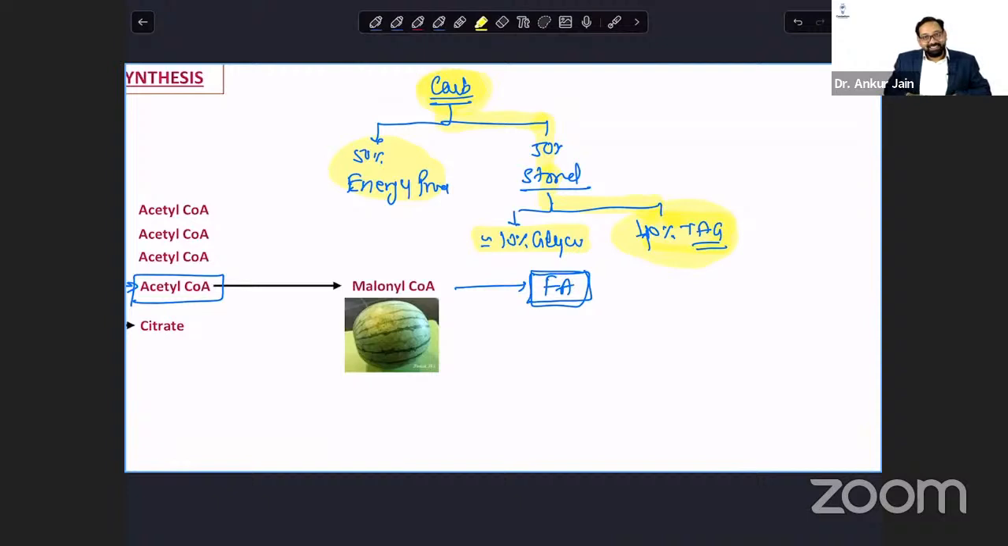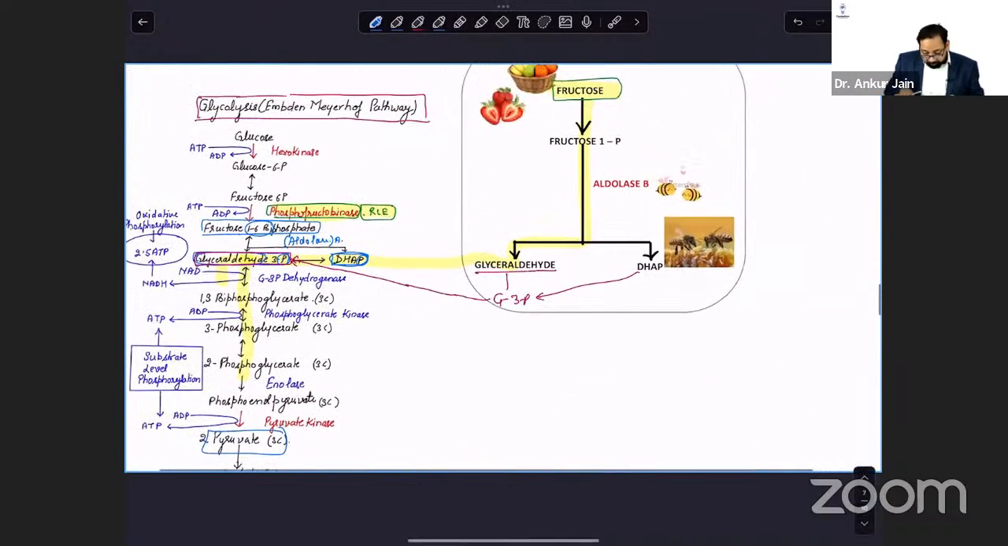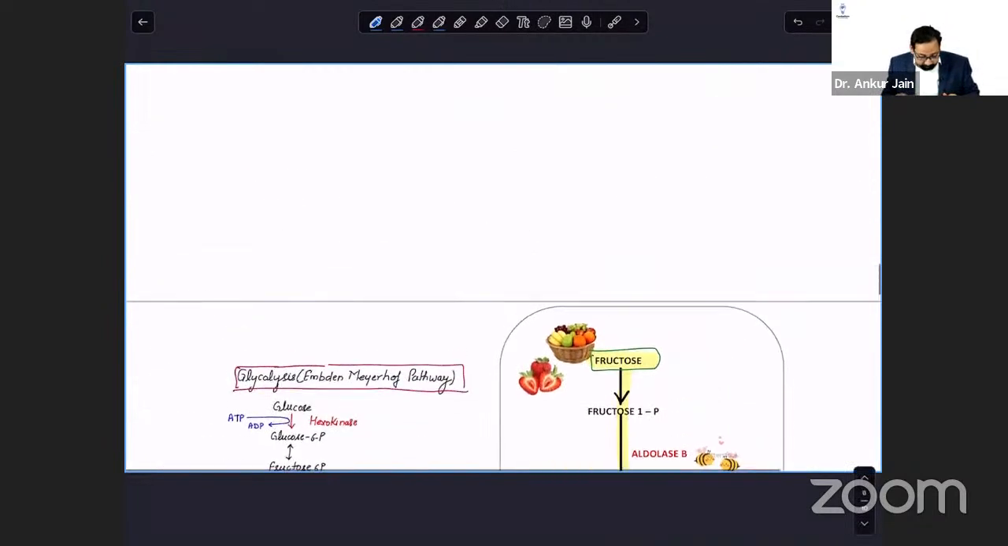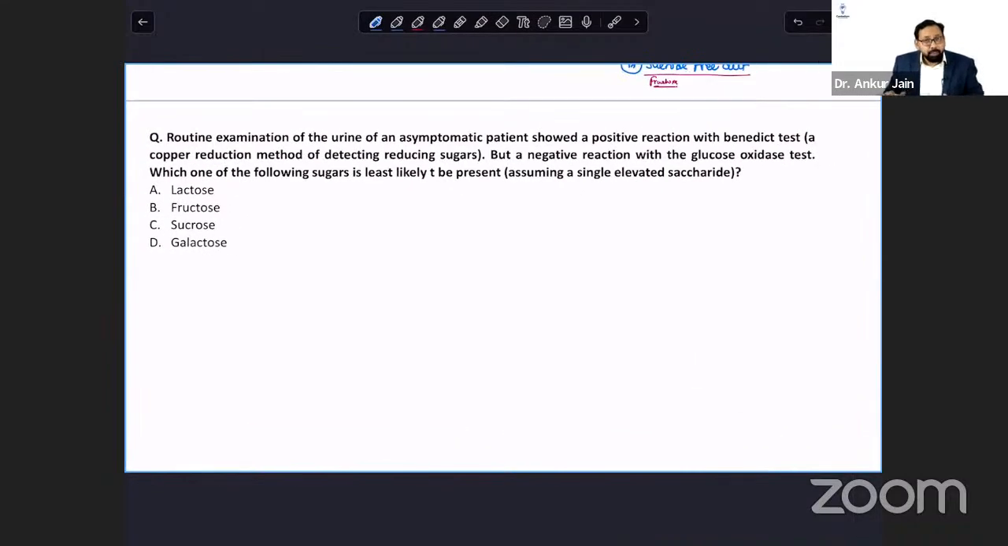Yes, triacylglycerol. That's why we started saying Atkins diet. Atkins diet is a low calorie plus low carbohydrate diet. Carbohydrate should be low. So that's the reason that fructose, if you take it, may have an adverse effect of being converted directly to fat without regulation at the phosphofructokinase level.